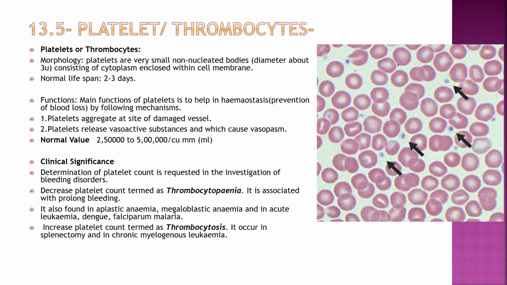The next parameter is total platelet count. They are 2 to 3 micron size platelets seen in blood, and normally they are 2.5 to 5 lakh cells per cubic millimeter. Clinically, the platelet count is important for the investigation of bleeding disorders, and if the platelet count is decreased, it is called as thrombocytopenia, and it is associated with prolonged bleeding. It is seen in aplastic anemia, megaloblastic anemia, acute leukemia, dengue fever, falciparum malaria.